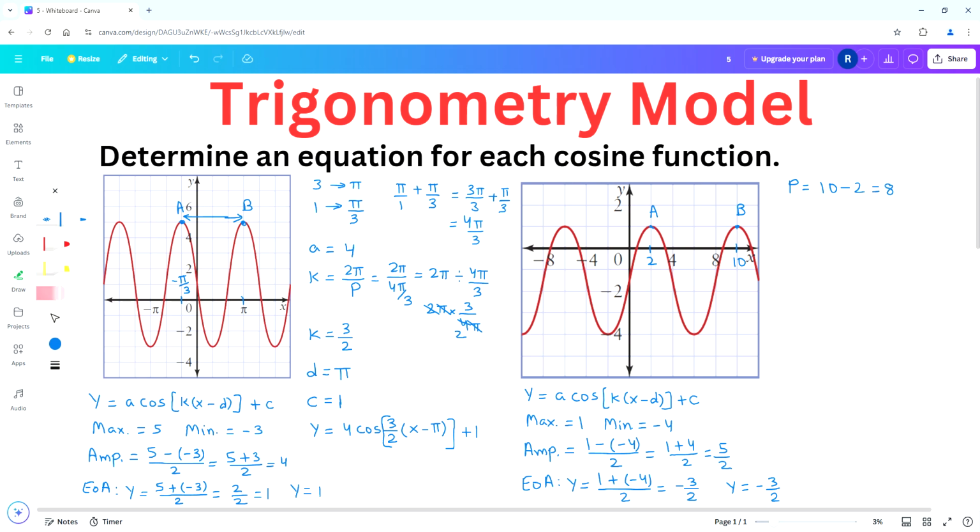Now we can find the a, k, d, and c values for this function. Let's start with the a value. We can use positive cosine function for this graph. So the a value will be equal to the amplitude 5 over 2. For k value, we can use the formula for period.